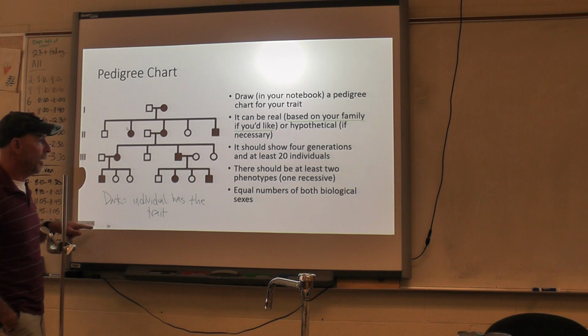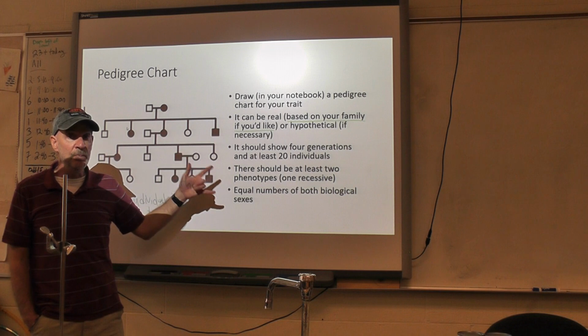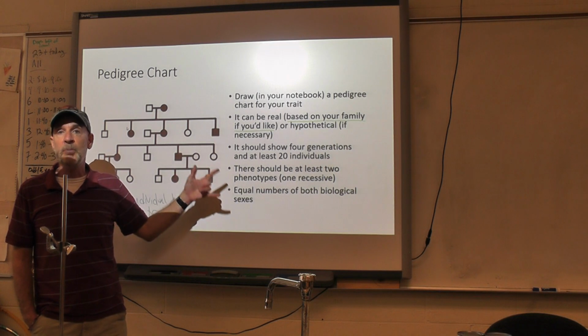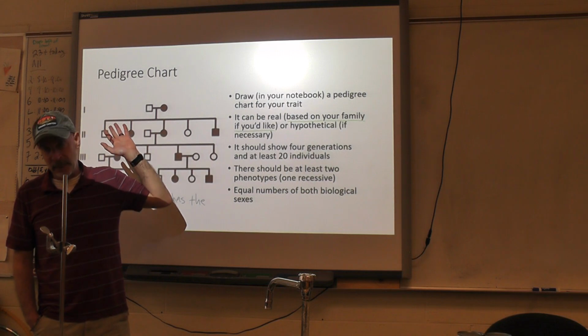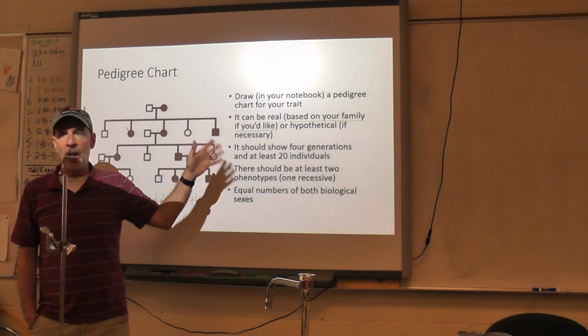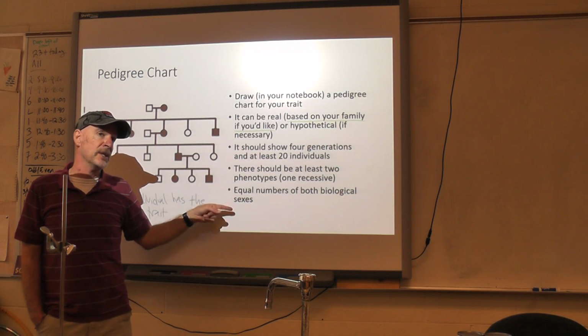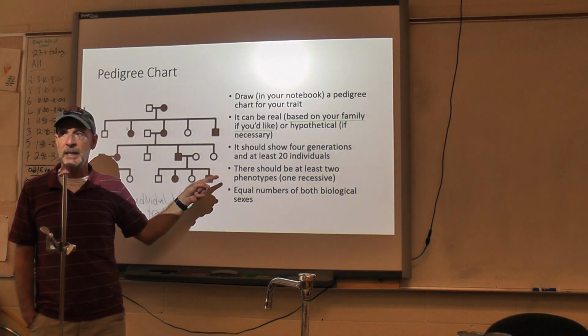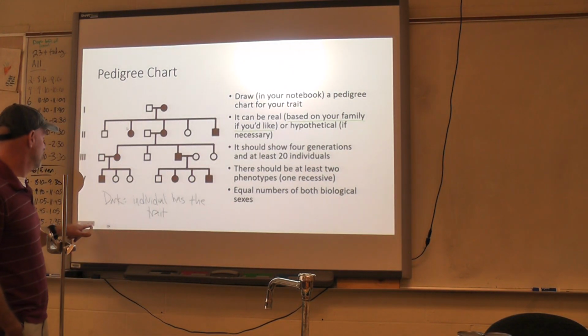One last thing that I want you to think about is there should be equal numbers of both biological sexes, roughly, right? Like it's fine if it's 9 biological males and 11 biological females, that's fine. This is gonna allow us to determine if your trait is sex-linked or not. If it's sex-linked, it should show up more often in males, okay?